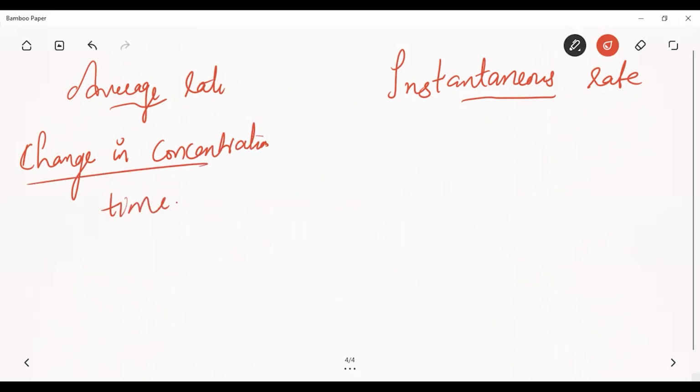That is what the average rate is. Concentration is changing over time, so the rate does not remain constant. It is called the average rate. Then what is instantaneous rate? It is the rate at a particular instant of time. That is the instantaneous rate. That is the difference between average rate and instantaneous rate.